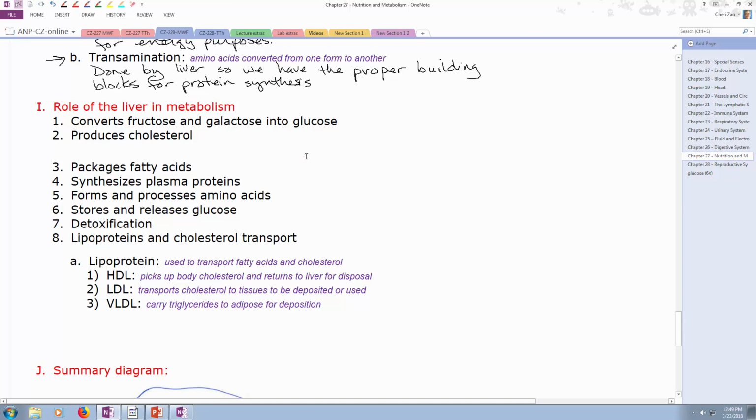Role of the liver in metabolism. Glucose is the main monosaccharide we like, and it's interesting, the liver takes fructose, because a lot of people say you can't utilize fructose, but you can. Fructose and galactose are converted into glucose in the liver. So the preference is glucose, and the liver will take fructose and galactose and convert them into glucose. The liver itself actually produces cholesterol, and approximately 85% of your blood cholesterol comes from the liver.